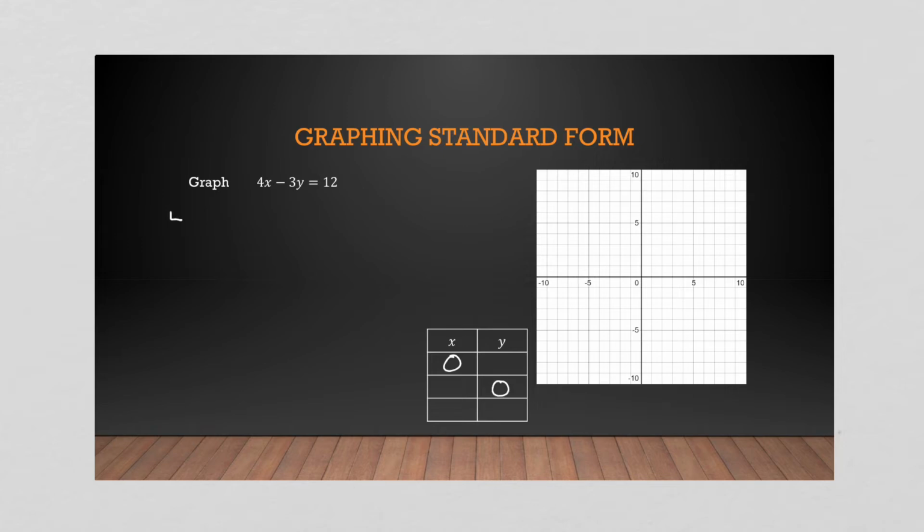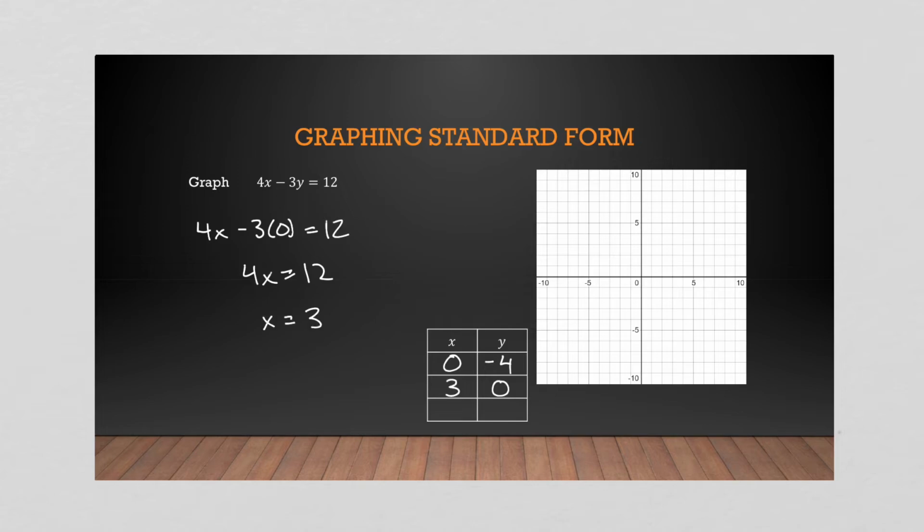So when x is 0, we have 4 times 0 minus 3 times y equals 12. And then 0 minus 3y equals 12. So negative 3y equals 12. Divide by negative 3, and y equals negative 4. So when x is 0, y is negative 4. So let's do that again, except this time we're going to set y equal to 0. So 4x minus 3 times 0 equals 12. 4x equals 12. Divide both sides by 4, and x equals 3.